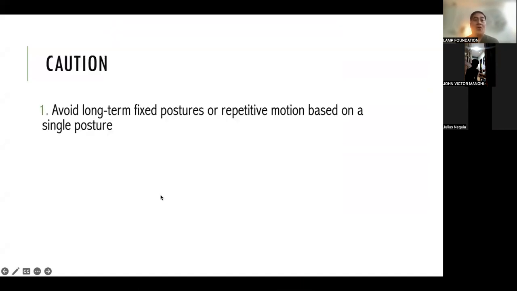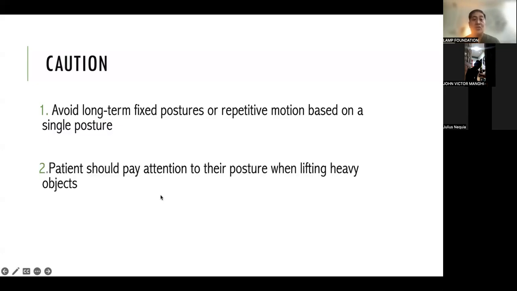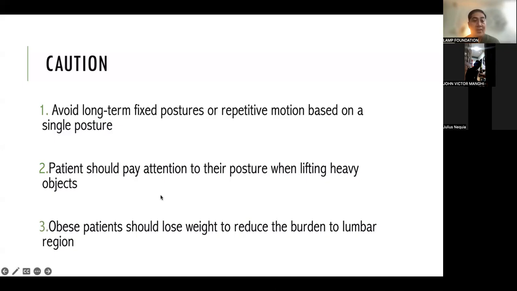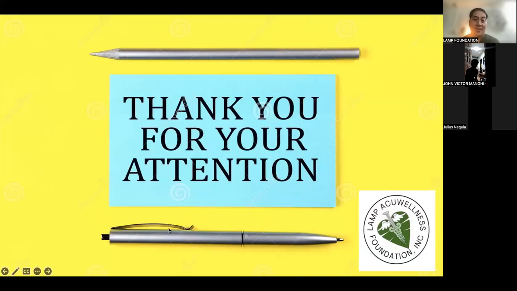Okay. Avoid long-term fixed postures or repetitive motion based on a single posture. For example, squatting after prolonged periods of standing can relax the muscles of the waist and legs and reduce the consumption of energy. The patient should pay attention to their posture when lifting heavy objects. So they have to squat with the knees bent as they approach the object to avoid bending at the lower back and overloading it. And finally, obese patients should lose weight to reduce the burden to the lumbar region. Thank you for your attention.